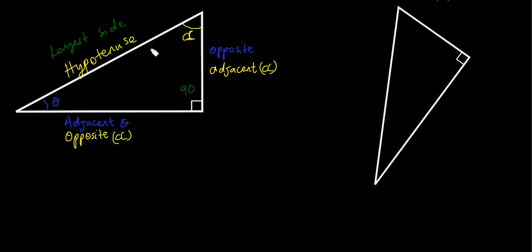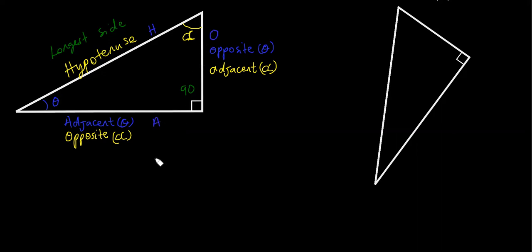So you must always check which angle you are positioned with, because your adjacent and opposite change with respect to the angle that you're looking at. Now, how are these sides related? That should be our question. Let's look with respect to this theta. Let's call this H, this one the adjacent, and this one the opposite.